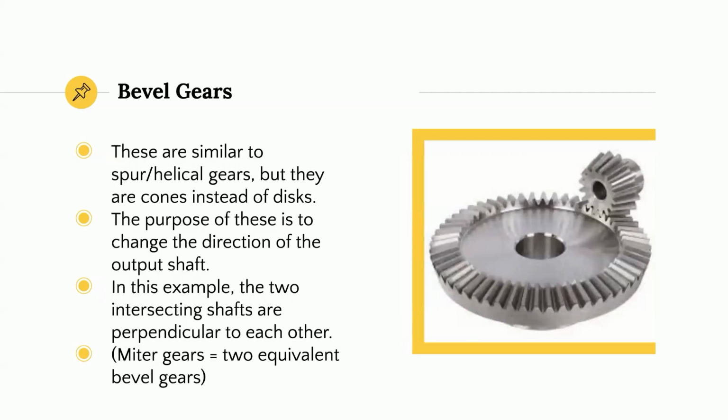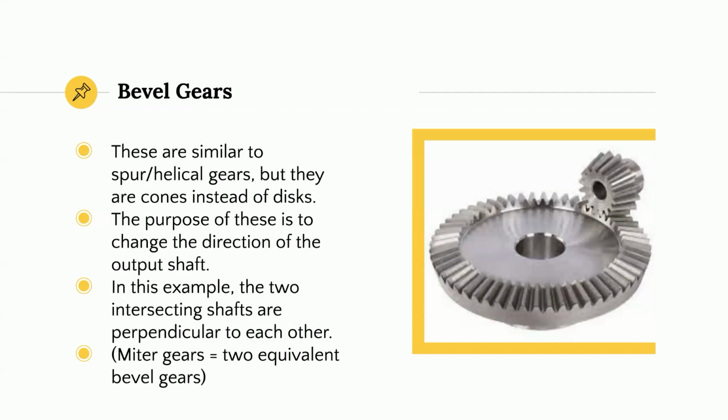Bevel gears. These are similar to spur or helical gears, but they are cones instead of discs. The purpose of these is to change the direction of the output shaft. In this example, the two intersecting shafts are perpendicular to each other. So, if you ever hear the name miter gears, they are just two equivalent bevel gears, so they have the same number of teeth, and they're 90 degrees.